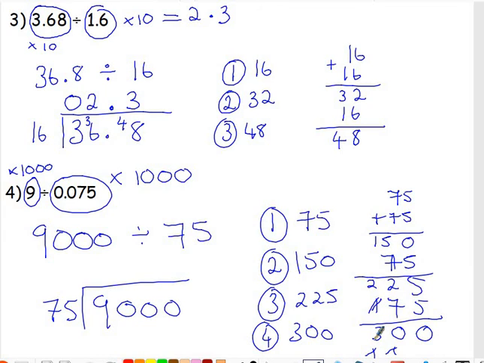So, how many 75s in 9? 0, carry the 9. How many 75s are in 90? Well, it's only the 1. And there's a remainder of, from 75 to get to 90, we've got a remainder of 15. How many 75s in 15? 2. And then don't forget this last step. How many 75s are in 0? 0. So our answer equals 120. And remember, we don't then divide that by 1,000. Whatever comes out of the bus stop, that is our answer.